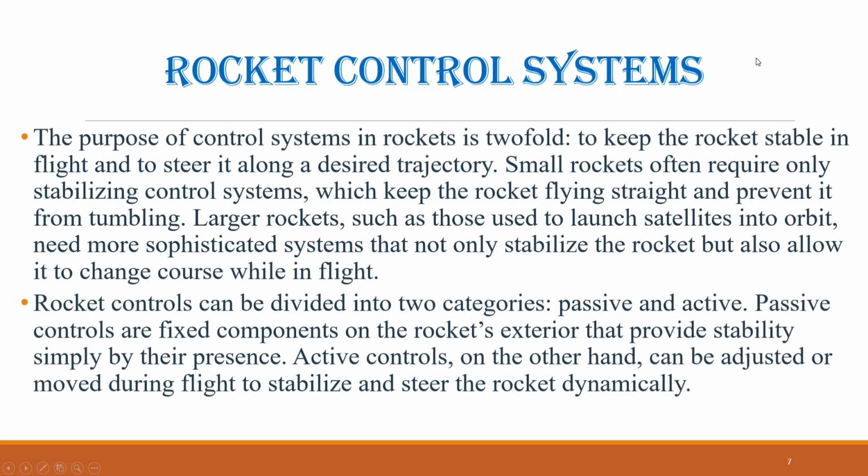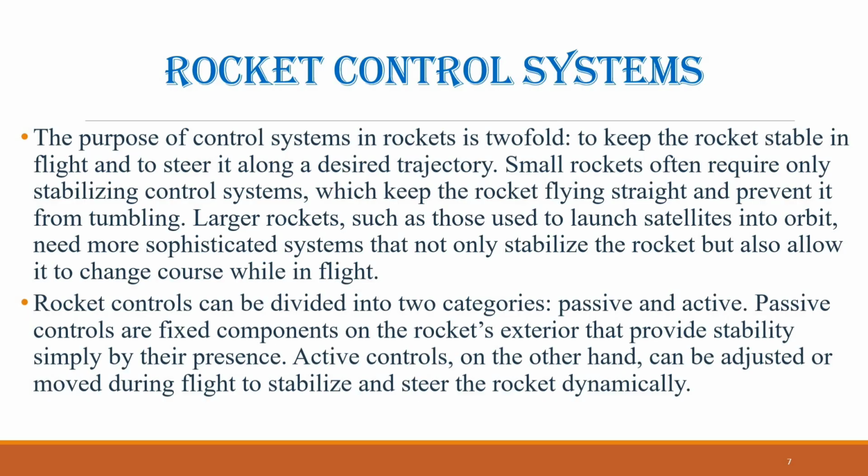Rocket control systems. The purpose of control systems in rockets is twofold: to keep the rocket stable in flight and to steer it along a desired trajectory. Small rockets often require only stabilizing control systems, which keep the rocket flying straight and prevent it from tumbling. Larger rockets, such as those used to launch satellites into orbit, need more sophisticated systems that not only stabilize the rocket, but also allow it to change course while in flight.